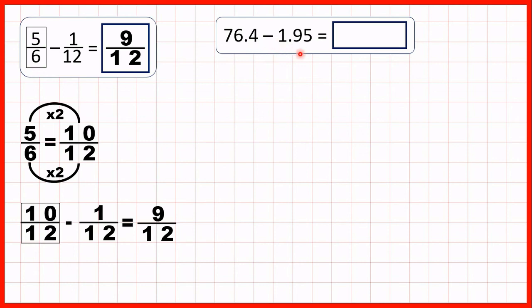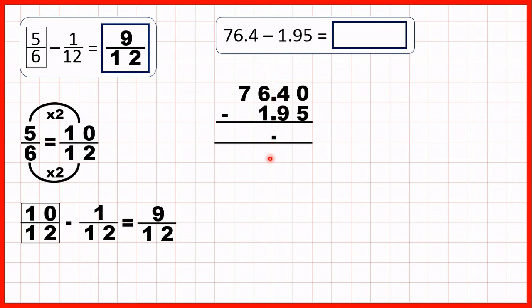76.4 minus 1.95. So we need to be really careful when setting out this question. We have 76.4, but it's really important that in the number we're subtracting, the decimal points are lined up, because if the decimal points are lined up, then the tens, ones, tenths and hundredths columns will be lined up as well. We can write 0 in empty squares, and so that we don't forget, let's copy the decimal point down into our answer straight away. So now we can subtract as normal.